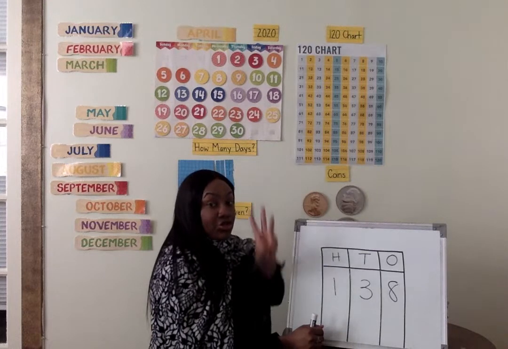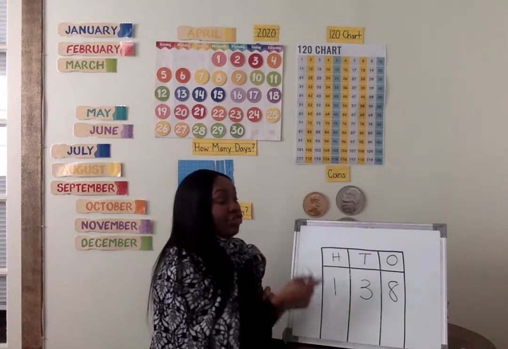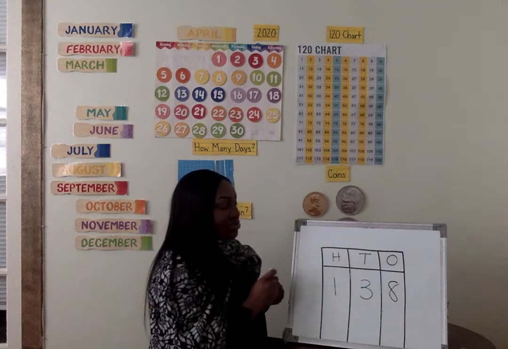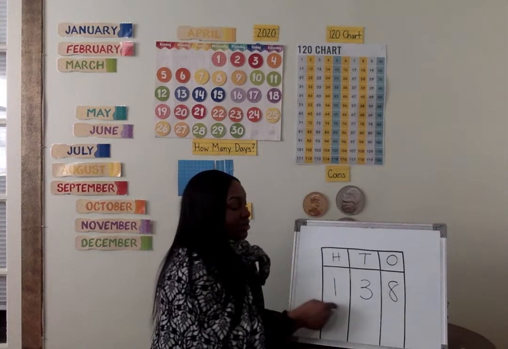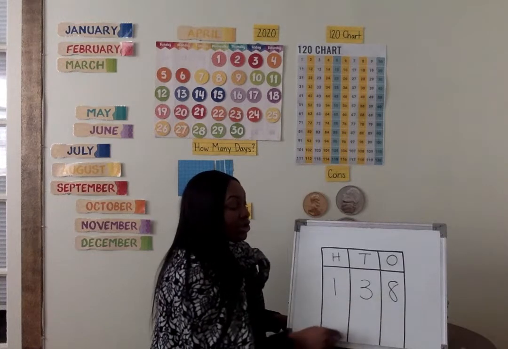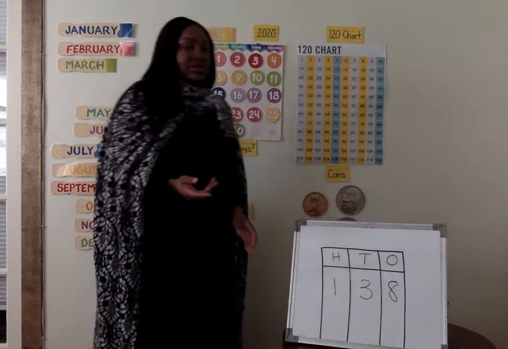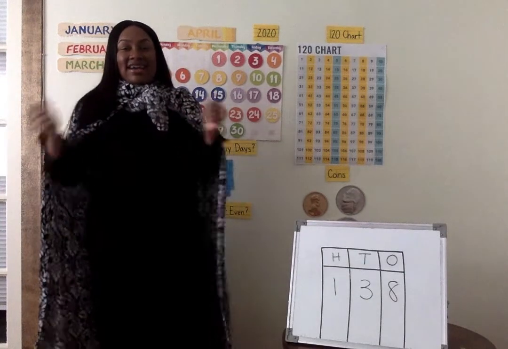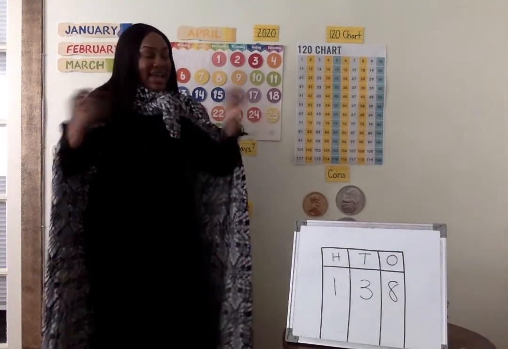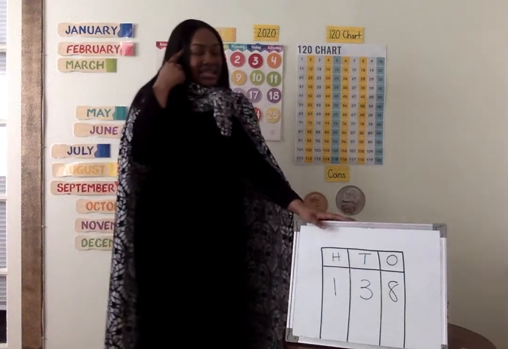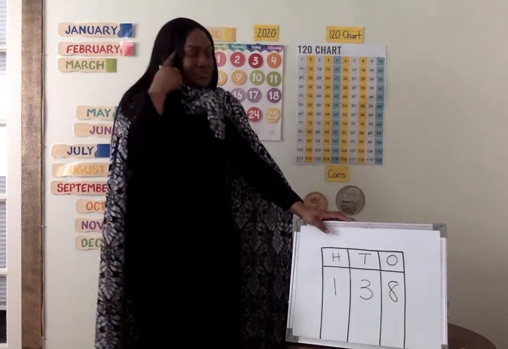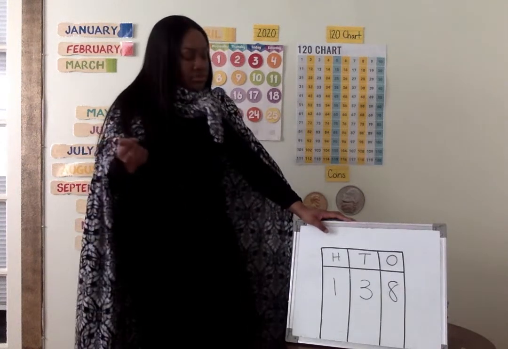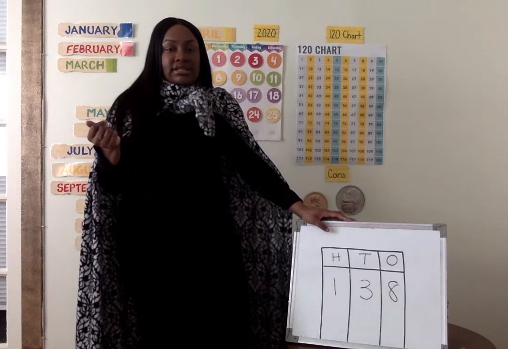Your turn. Great job. So after looking at our hundreds, tens, and ones chart, and after figuring out how many hundreds, tens, and ones are in the number 138, I have another question. Is the number 138 odd or even? Take 10 silent seconds to think. Say, is the number 138 odd or even? And how do I know? 10 more seconds.